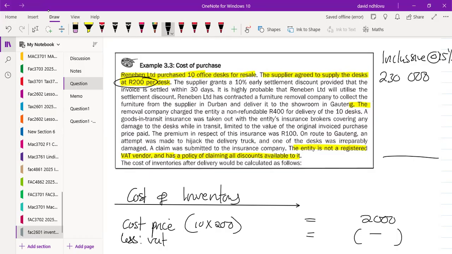So how do we work out the VAT amount here? It's just a simulation, don't link it with the question here. To calculate the VAT, you simply say 230,000 times 15 over 115. Then it will give you 30,000 if this is the figure. So that will be the VAT amount.